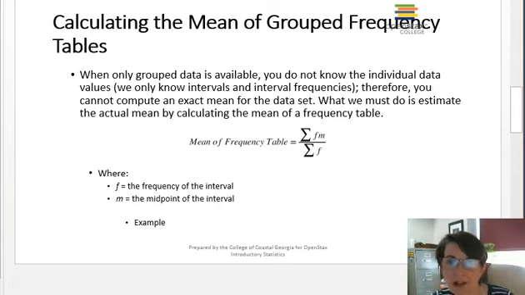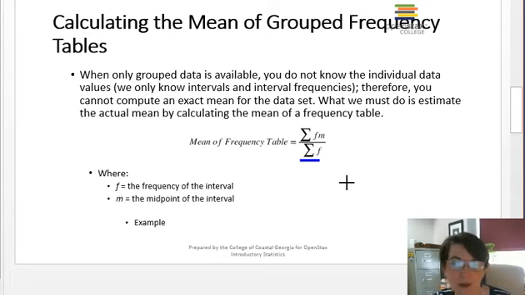So when we want to calculate the mean of grouped frequency, we are going to talk about this new notation, maybe new to some of you. It looks like a backward Z perhaps. It means the summation. It is a giant sigma, capital sigma from the Greek alphabet, and it means summation, meaning I'm going to add up.